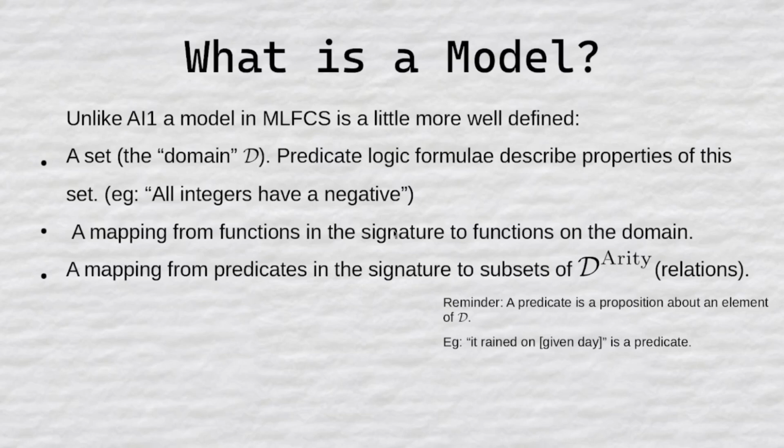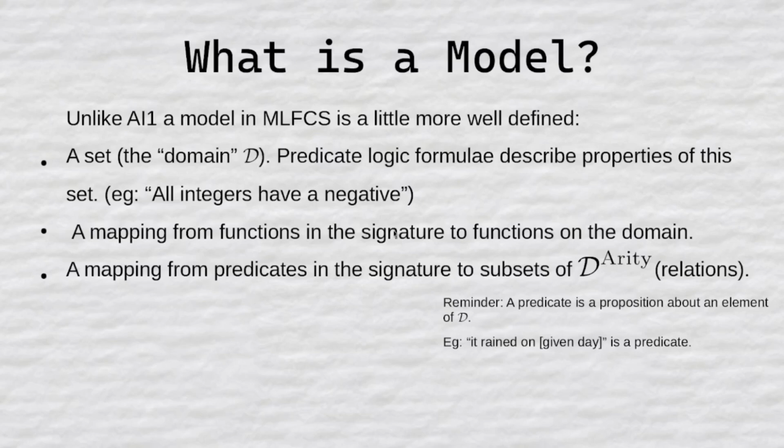For example, for the predicate logic formula that is converted to "all integers have a negative", the domain is integers, and then, for all integers a there exists another integer b such that b equals negative a, whatever.